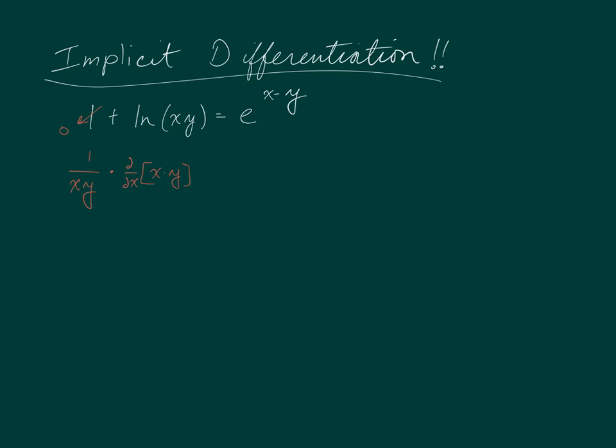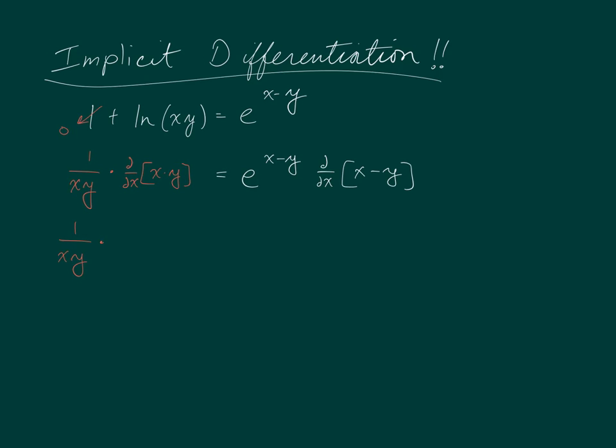And this will create a product rule situation for us a little bit later. On the right-hand side, remember, e to any power, when you're trying to find the derivative of that, will just be e to that same power. It's almost like cheating. You just get to copy that down, times the derivative of the exponent, x minus y. So on the left side of this equation, we still have 1 over xy times, here's where the product rule is going to kick in.